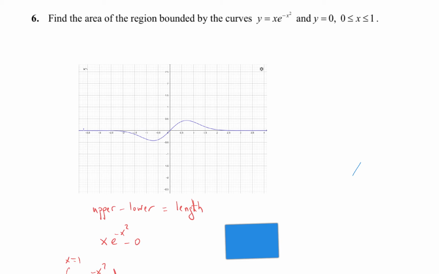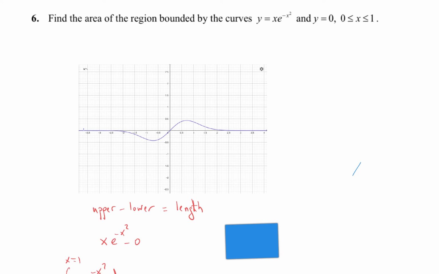Okay, let's go to another problem. As I said, the thing here is the setup. It says find the area bounded by the curve y equal x times e to the minus x squared. Nice curve. It has a maximum and a minimum. And y equals 0. y equals 0 is this line, the x-axis.